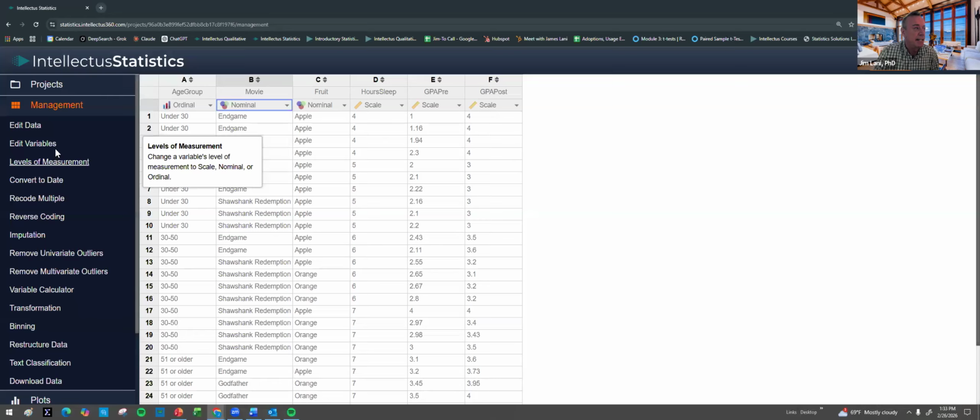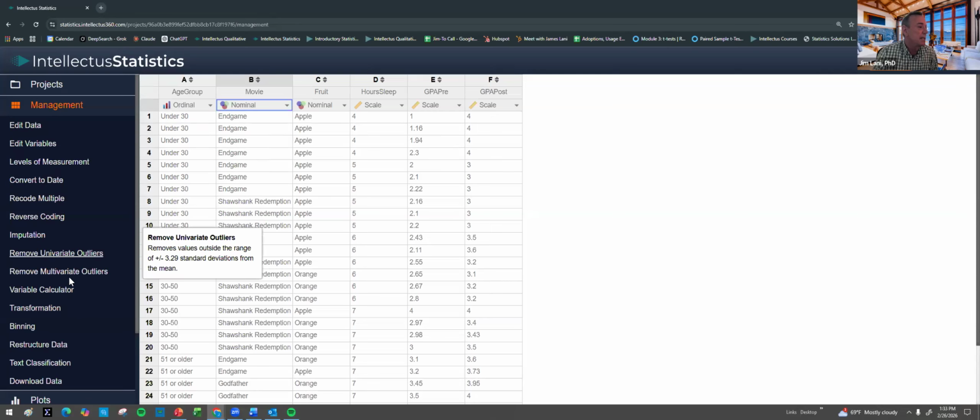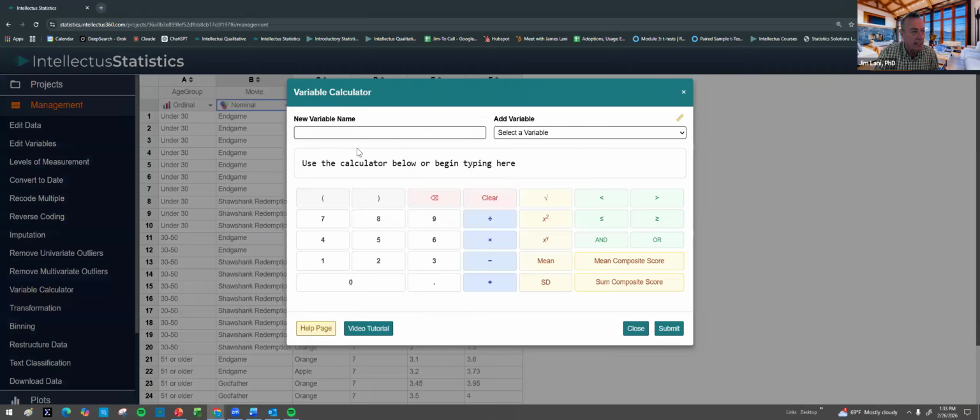You can manage data here. I'm not going through the data cleaning wizard, but you can do similar kind of data management here. Typically, you're going to be in a variable calculator where you're creating a composite score from your Likert type items on some validated instrument.